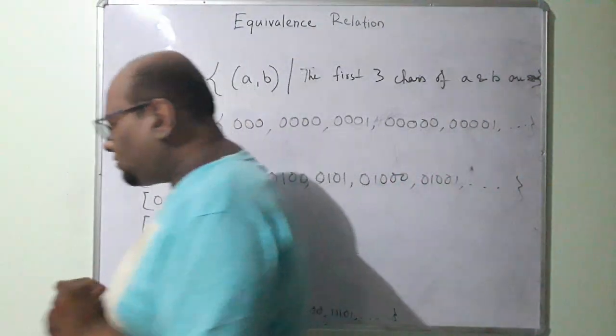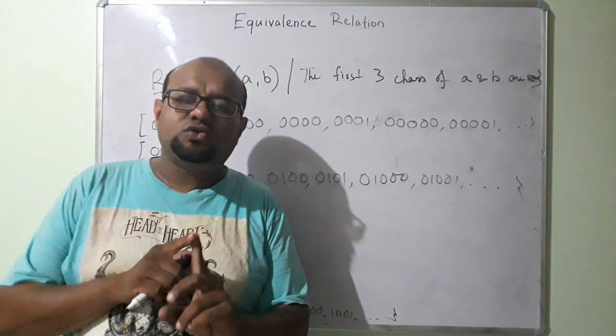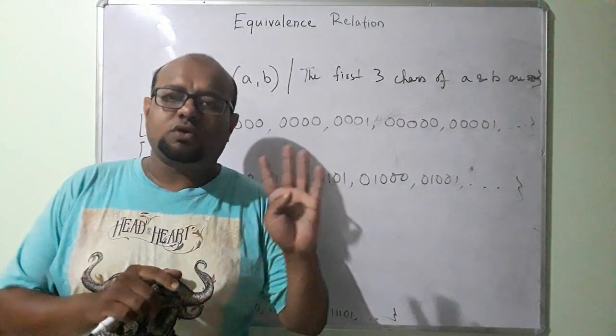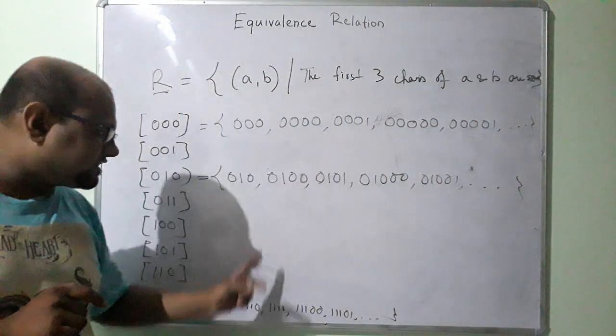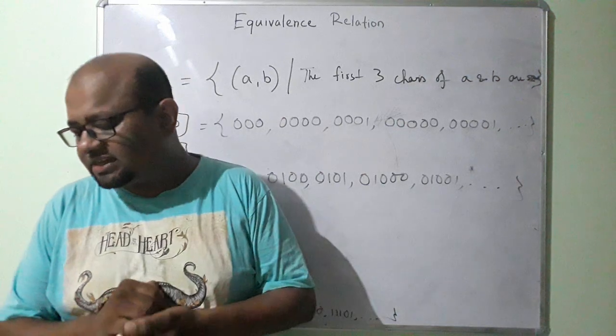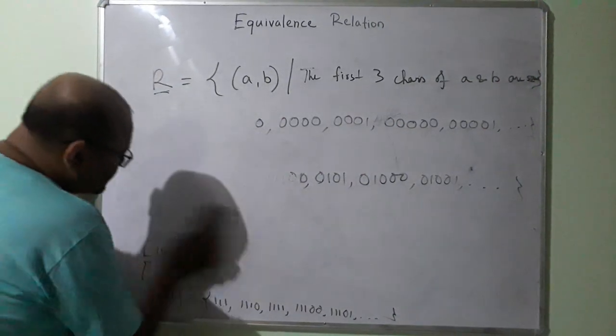Now, in the previous example, I had partitioned into 4 different equivalence classes. Here I have partitioned into 8 different equivalence classes, but it is not necessary that all of them will be some finite number.